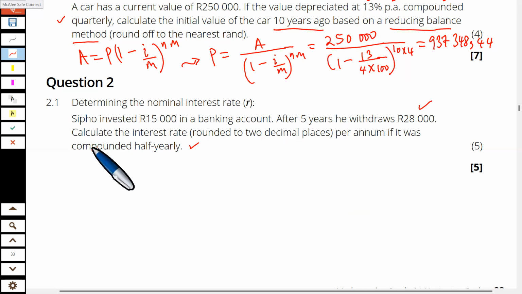So obviously we're looking at Sipho invested 15,000 in the bank account. After 5 years, he withdraws 28,000. Calculate the interest rate rounded to 2 decimal places per annum if it was compounded half yearly. Because this is nothing other than an investment, we're going to use the formula that says A equals P times (1 plus i over m) to the power nm.